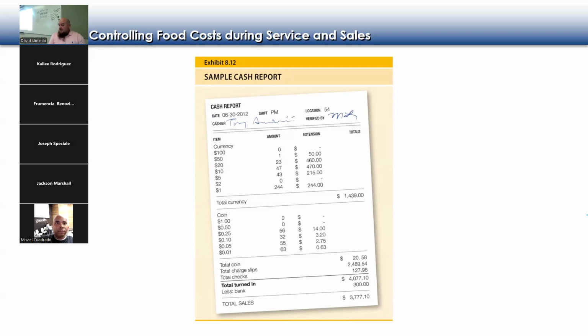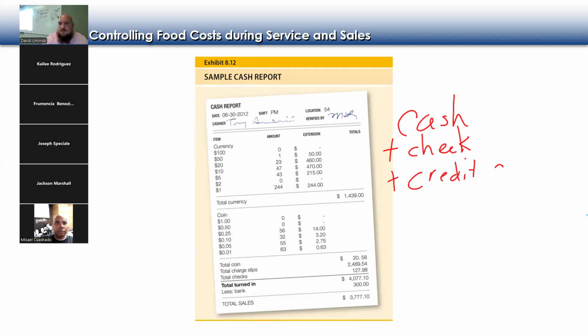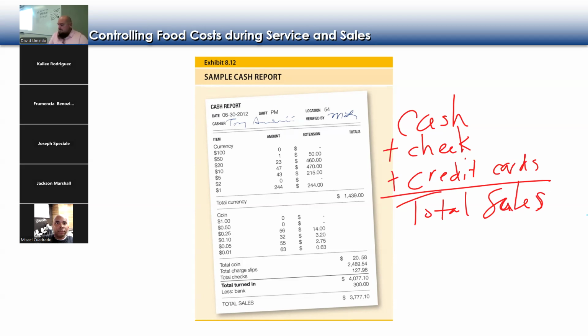When we have a cash bank, we do have a formula. We want to take all of our cash that's in our drawer. We want to add all the checks. That's our currency. We also want to add our credit cards. That's going to give us our total amount of revenue, I should say, actually. Let me change that to revenue.